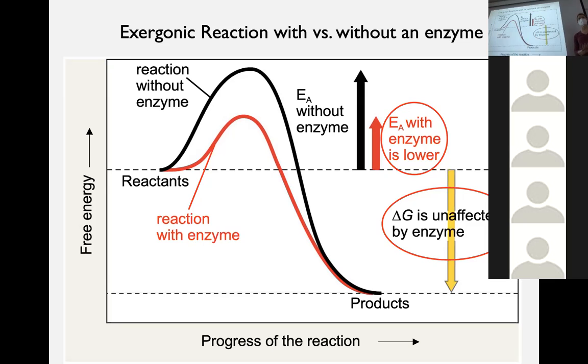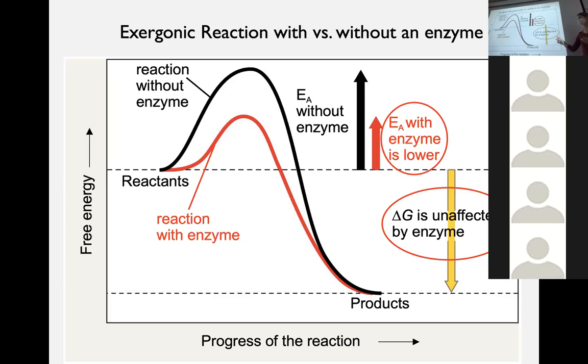A really important part of this whole enzyme concept is that the final change in energy does not change, right? Whether you have an enzyme or whether you don't, the red and black lines both end at the same level of free energy. It doesn't change the overall result of the reaction as far as energy goes, the final net energy. It just decreases this initial input.